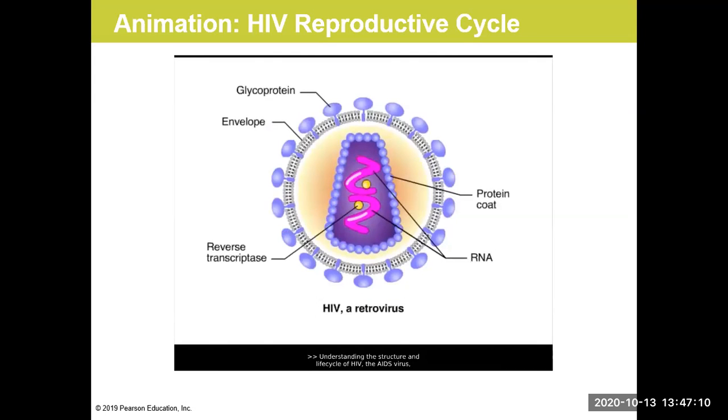Understanding the structure and life cycle of HIV, the AIDS virus, is critically important to dealing with the disease. HIV is covered by an envelope derived from a host cell membrane. Glycoproteins studding the envelope recognize and bind to receptor molecules on the host cell. A protein coat surrounds the viral genetic material, which consists of 2 molecules of single-stranded RNA. The enzyme reverse transcriptase enables the virus to make DNA from an RNA template, a trick for which this group of viruses is named retroviruses.